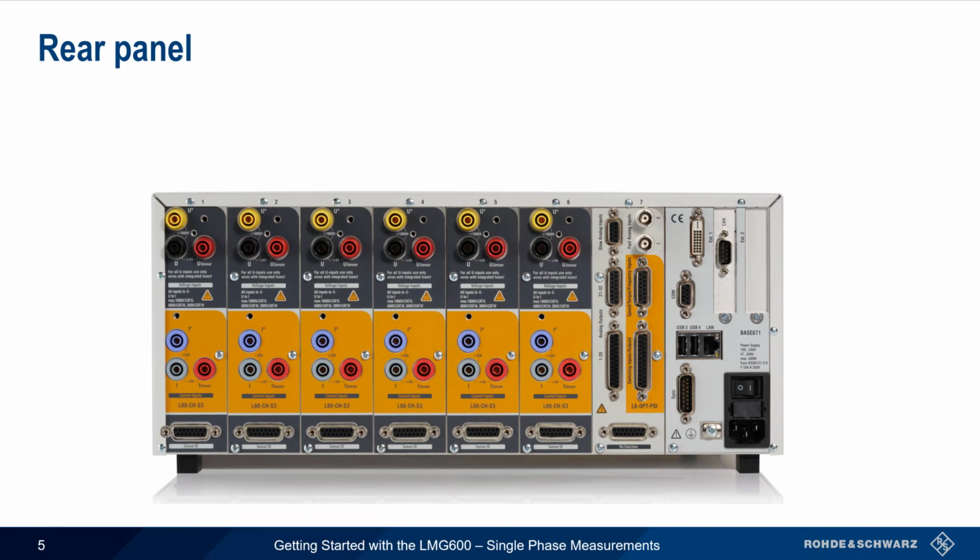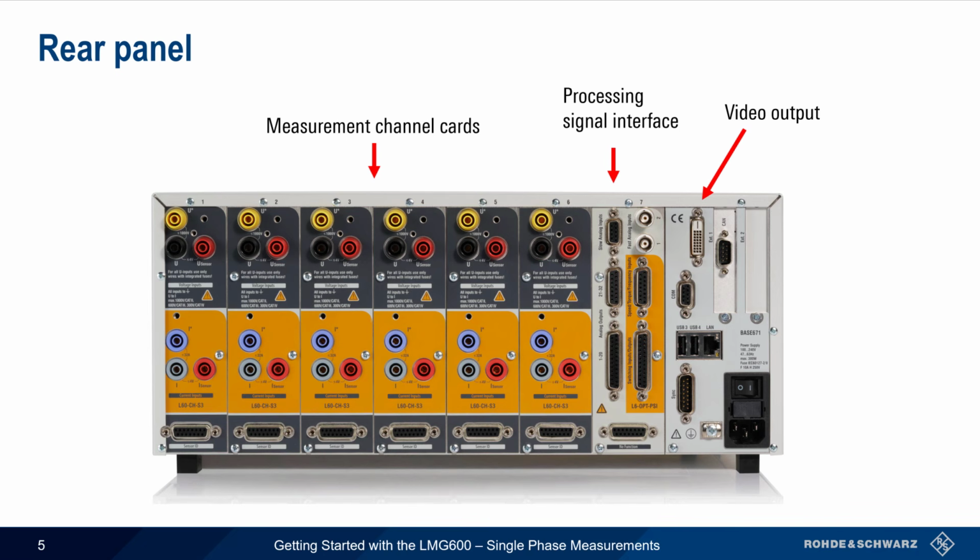The rear panel contains channel cards for measurement of voltage and current. The processing signal interface card has a large number of inputs and outputs for interfacing with external devices or measurement sources. An external video display can be connected via the DVI interface, and both a LAN port and additional USB ports are provided as well.